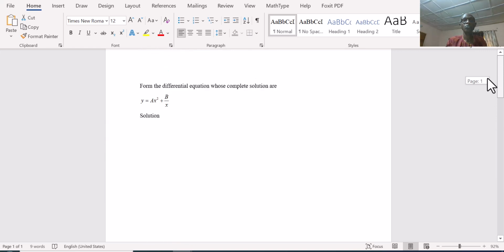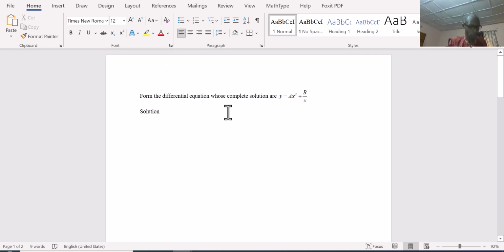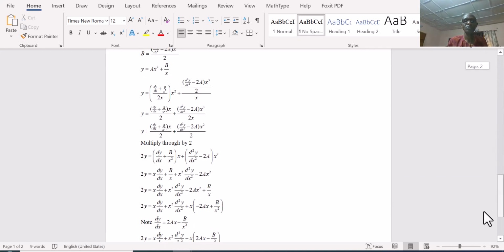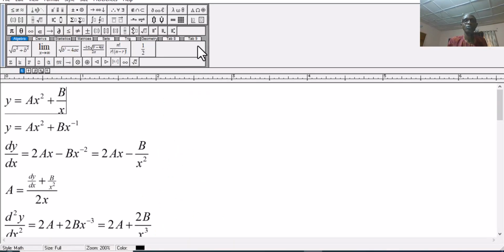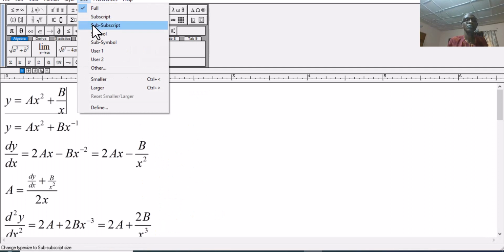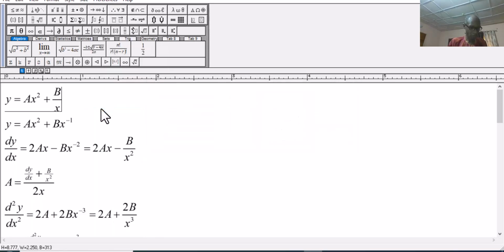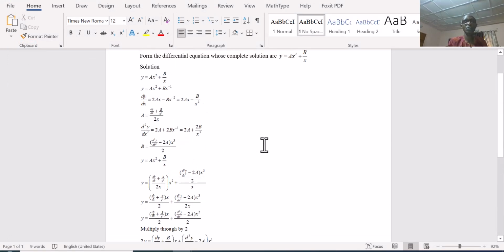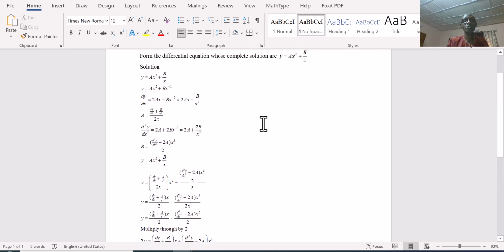So I want you to save it in one page. That's what I'm trying to do. Let me reduce the font size. So we have it. This is the solution, everything on one page. So this is how to go about solving this differential equation.